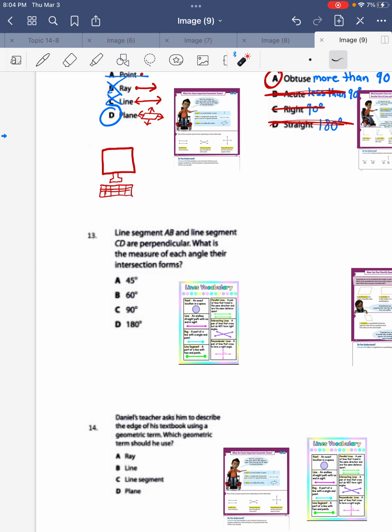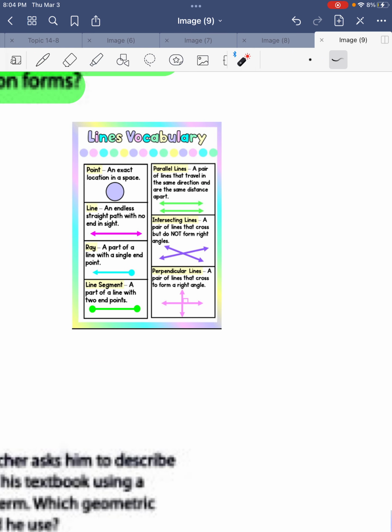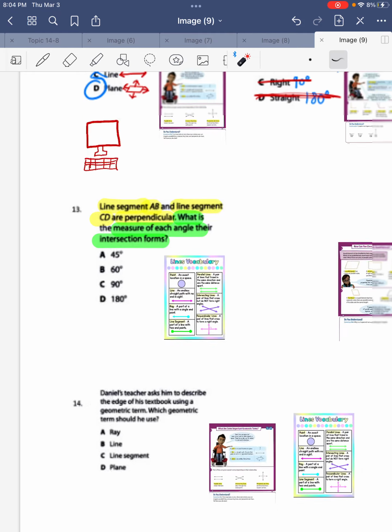Okay. Let's go to 13. 13 says line segment AB and line segment CD are perpendicular. What is the measure of each angle their intersection forms? So I have my anchor chart here. Let's look at what perpendicular lines look like. Perpendicular lines are a pair of lines that cross to form right angles. It looks like this. So I'm going to draw it.